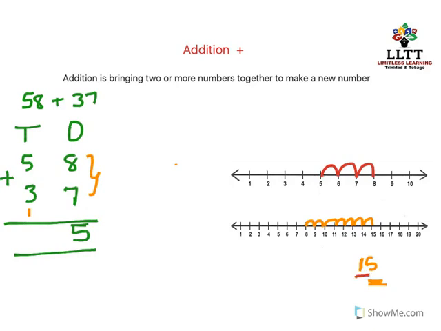But then I have to add this 1 ten. Or I have to add that 1. That's from 15 that we worked out before. So I add 1. And that takes me to 9. So I now have 95. So 58 plus 37 is 95.